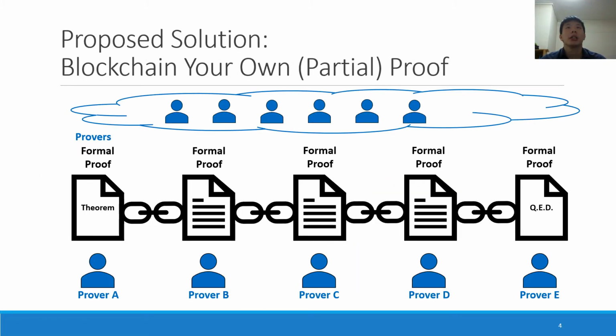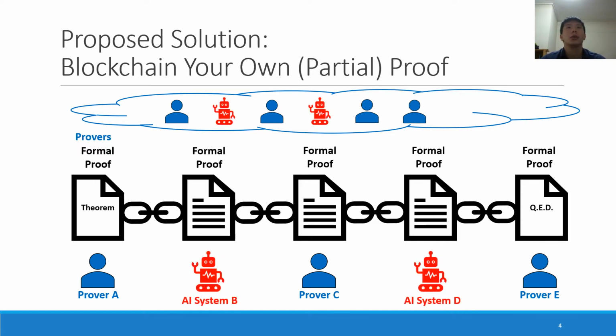Our proposed solution is to blockchain your own partial proof, where there will be some prover or client that states his problem statement, and there will be a crowd of provers to come in and work collaboratively through partial proofs to solve common problems together. Not only that, we would like to extend this idea to include AI systems as well. So the AI system can come in and aid us, and as a result, we have human and AI collaboration.